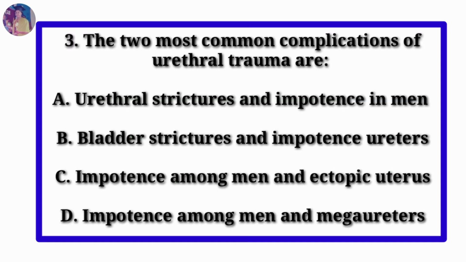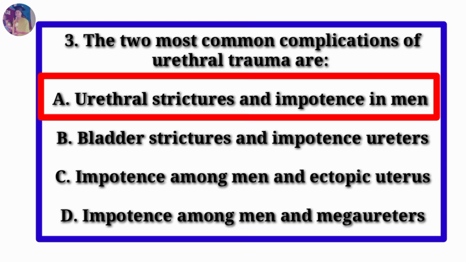Question number 3. The two most common complications of urethral trauma are option A. Urethral strictures and impotence in men. Option B. Bladder strictures and impotence ureters. Option C. Impotence among men and ectopic uterus. Option D. Impotence among men and megaureters. Answer option A. Urethral strictures and impotence in men.